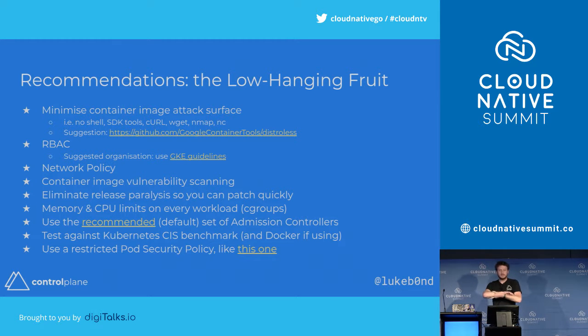Distroless images will not have a shell. You can't even exec into them, which is great. Role-based access control: it's one thing for me to tell you that you should do it, but it can be daunting to know how to configure it for your organization. A great place to start is the GKE documentation on how to split up the roles and groups for your team. It's not specific to GKE, it's a good place to start.